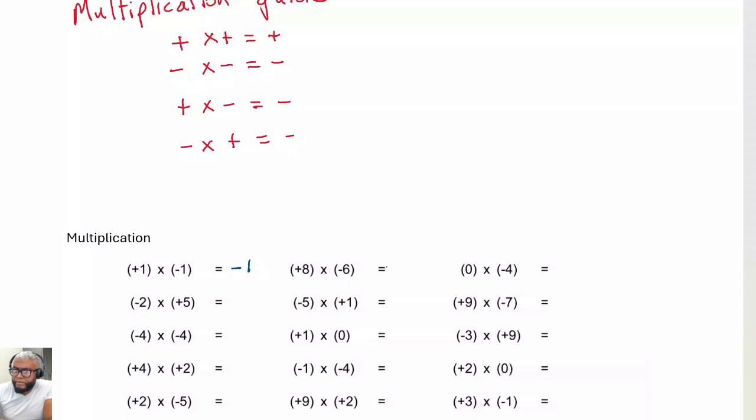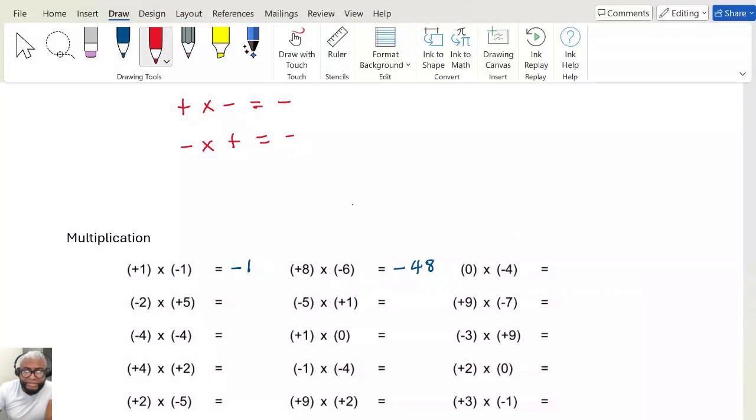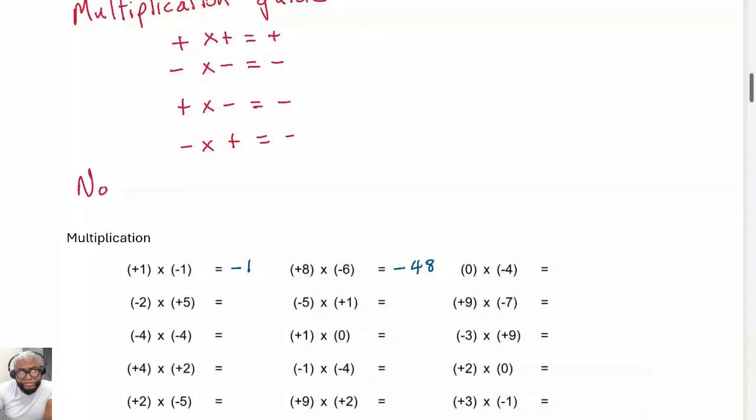So that would be negative. I don't know your tables here. 8 sixes, it's 48, right? Now, I'm going to put this as a note somewhere too, one time as we bounce it up here. So let's write this as a note now.